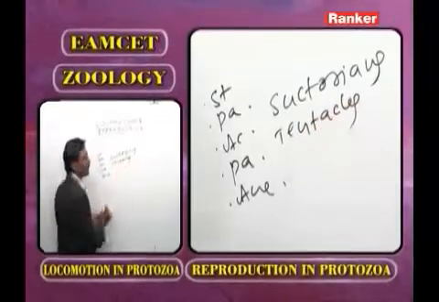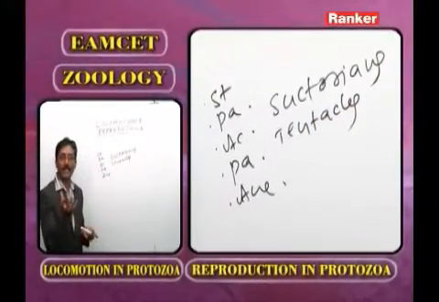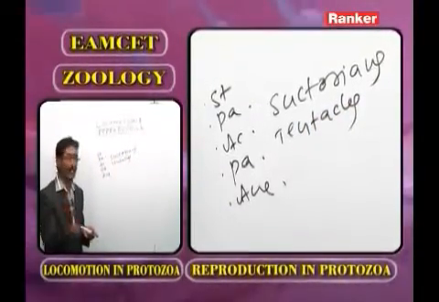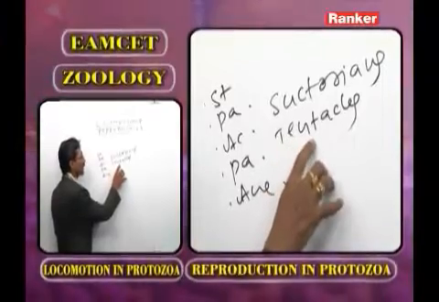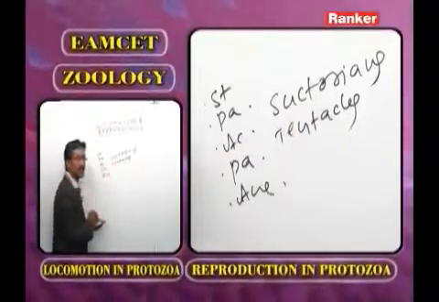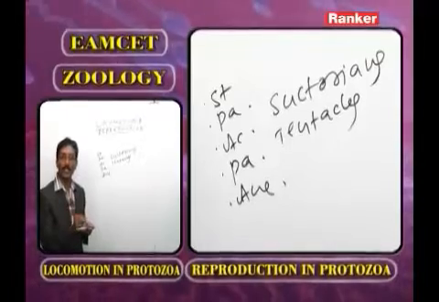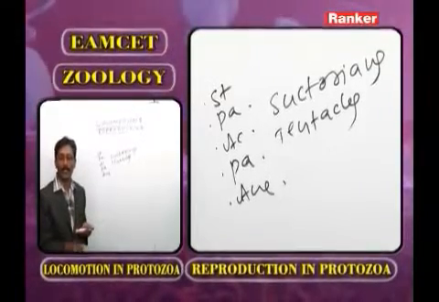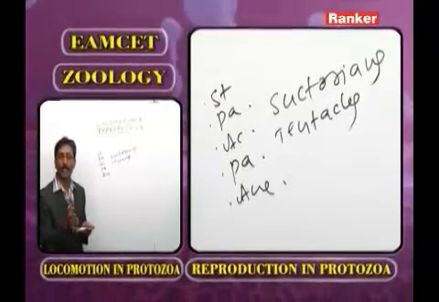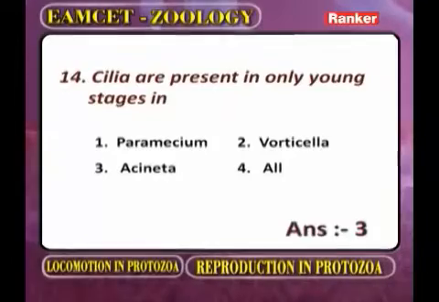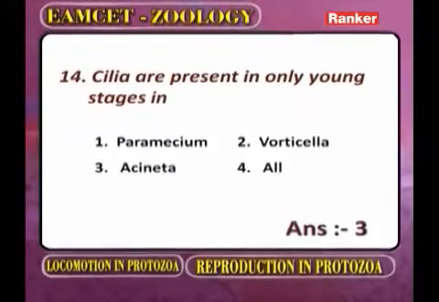What is the function of tentacles? The tentacles help to suck the food materials. Based on this, they got the name Suctorians. In the Suctorians, cilia are present only in the young stage. What is the example for the Suctorians? Acineta, Ephelota. What is the correct answer for this question? The third one, Acineta. Now, move to the next question.